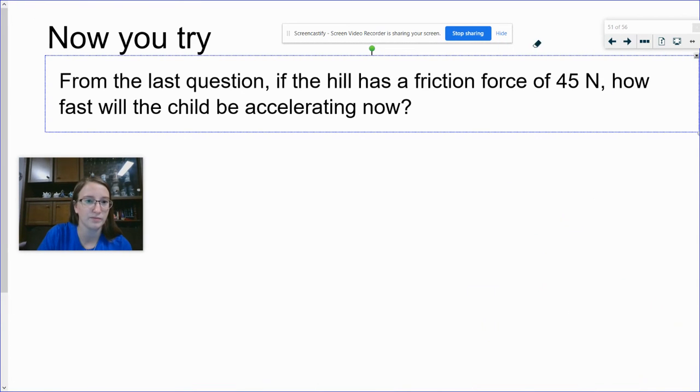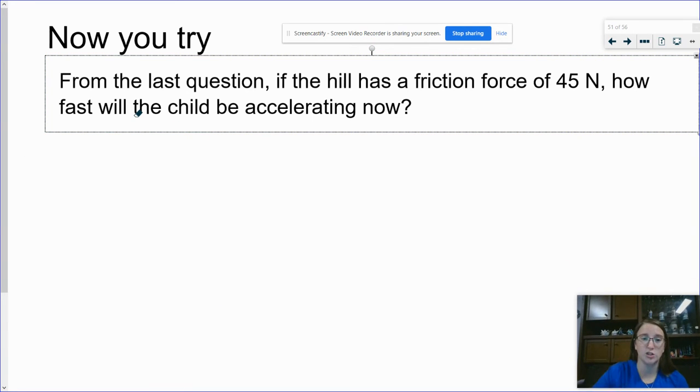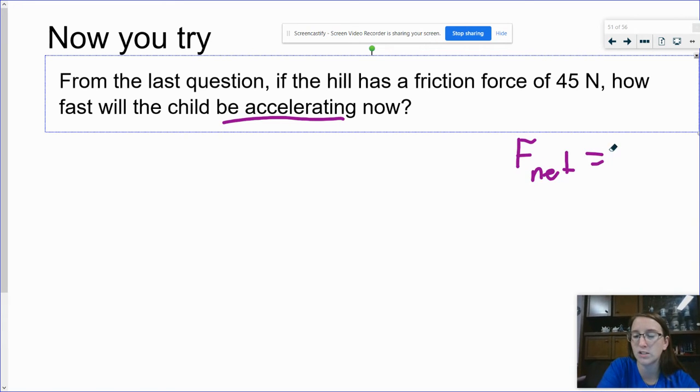Let's try another one. Okay, so this is again a now you try. We're looking at the last question. It says from the last question, if the hill has a friction force of 45 newtons, how fast will a child be accelerating now? So once again, any acceleration questions, you need to find the net force in the direction of travel. So here's how this picture is different. Actually, I'm sorry, I lied. I want you guys to go ahead and try it.